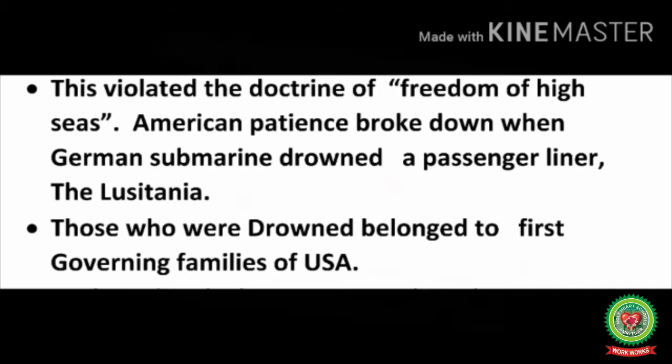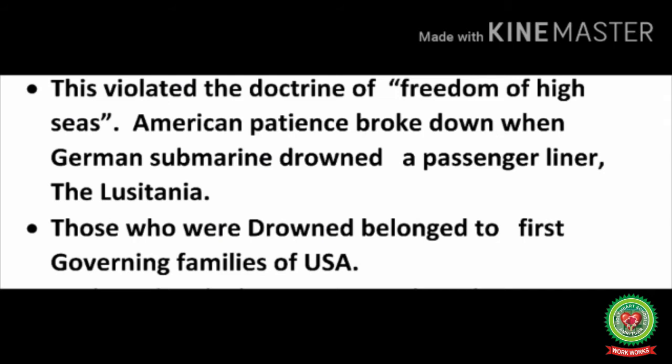American patience broke down when a German submarine sank a passenger liner, the Lusitania. Those who were drowned belonged to the first governing families of the USA. America was waiting very patiently for when Germany would stop attacking the neutral countries' ships. It was alleging that Germany was violating the international laws which say freedom of the high seas. That means the neutral countries' ships could not be attacked.